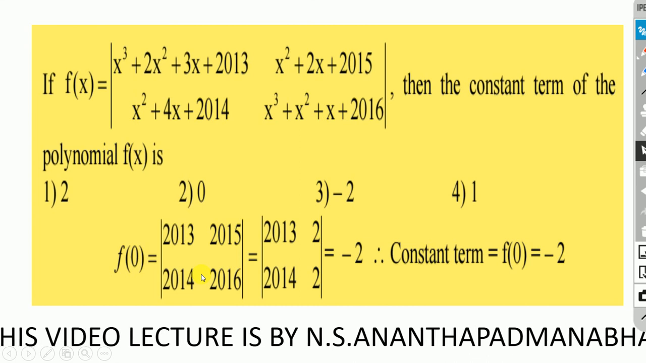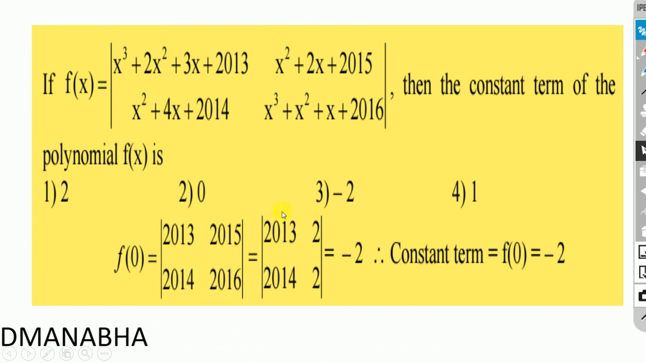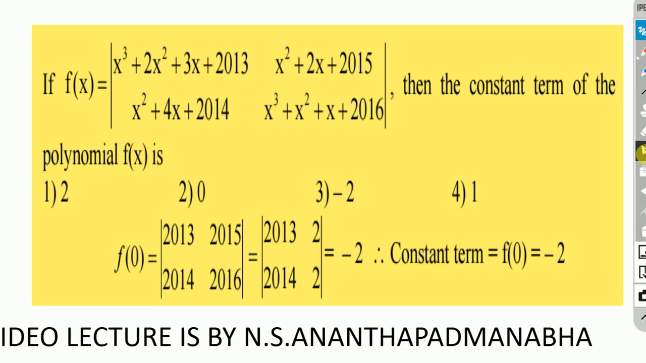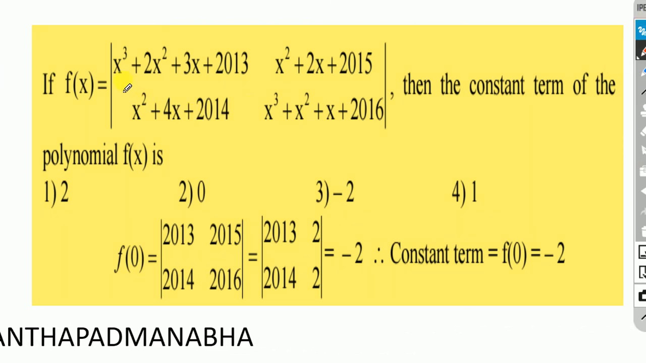Finding the constant term of a polynomial, this type of problem we have seen already. So f of x is given as x cube plus 2x square plus 3x plus 2013, x square plus 2x plus 2015, x square plus 4x plus 2014, x cube plus x square plus x plus 2016.